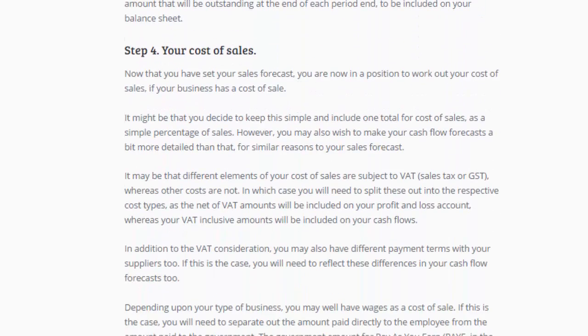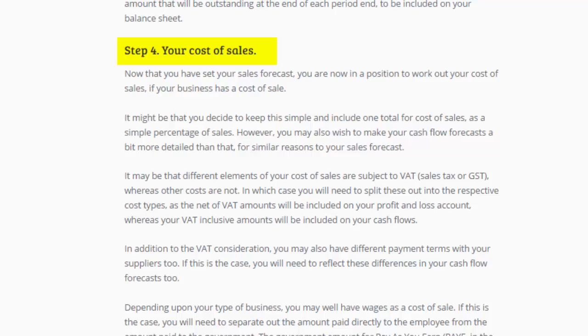The second step to that, or your sales, is once you've got your sales, and if you're a business that has cost of sales, you can then incorporate those. But it's better to set out what sales you're going to make before you even attempt to look at what costs those sales would actually incur.